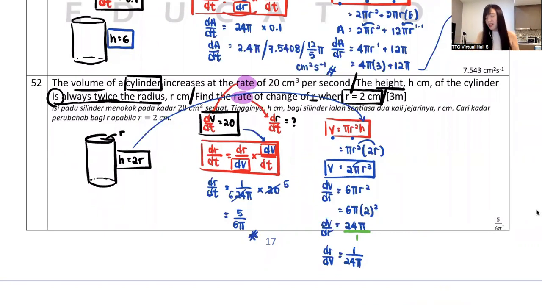So this is your dr/dt. This question is using cm per second, so you should also write cm per second. But will I write cm cube? No, because cube is volume. And now you are finding radius. Radius is just cm.